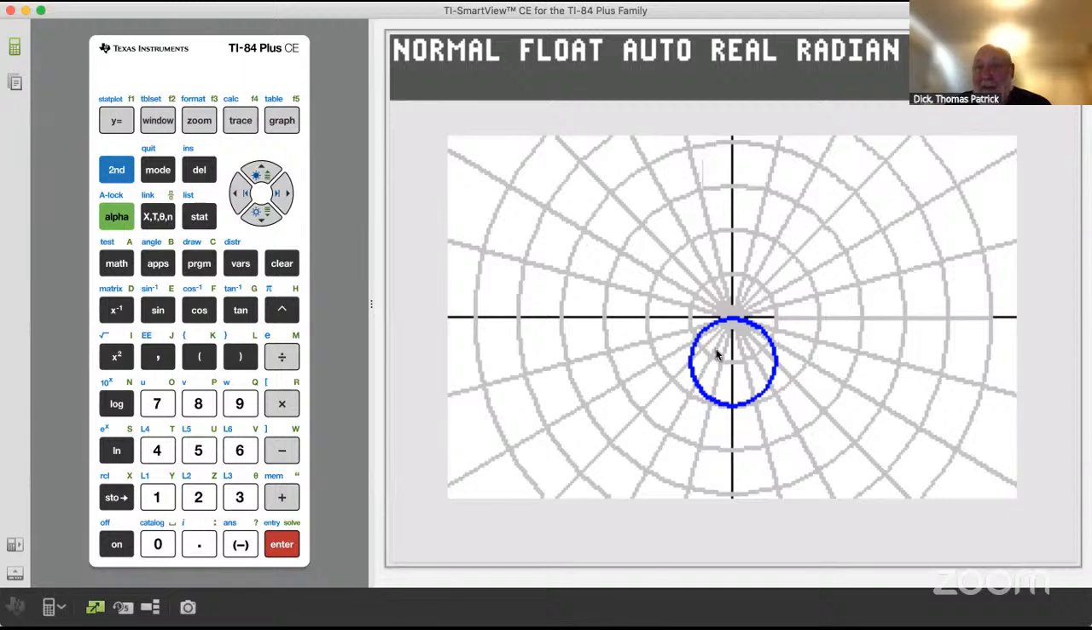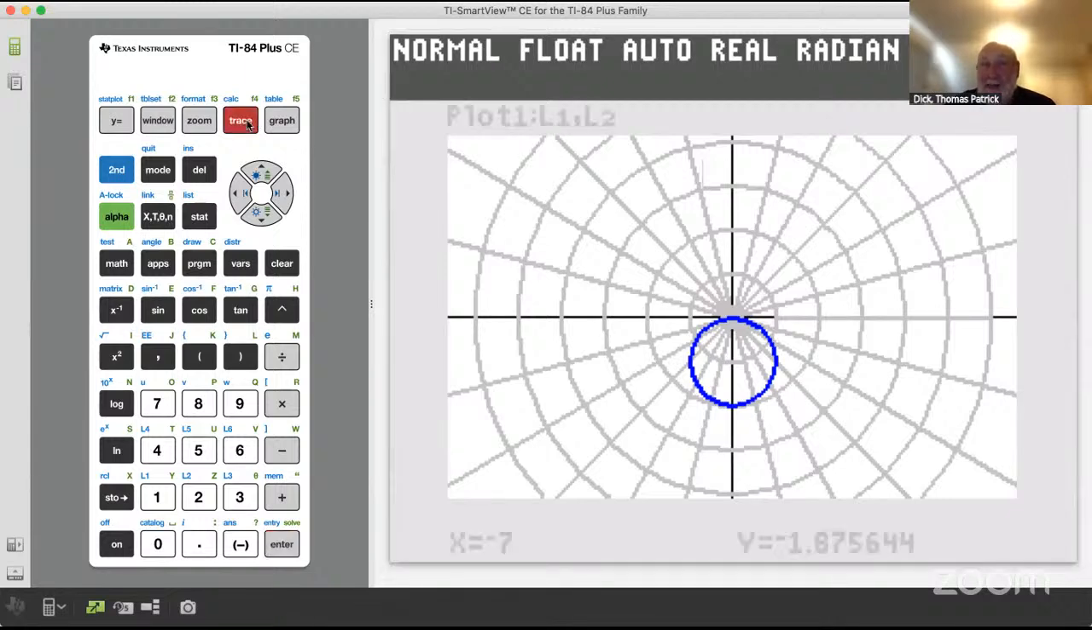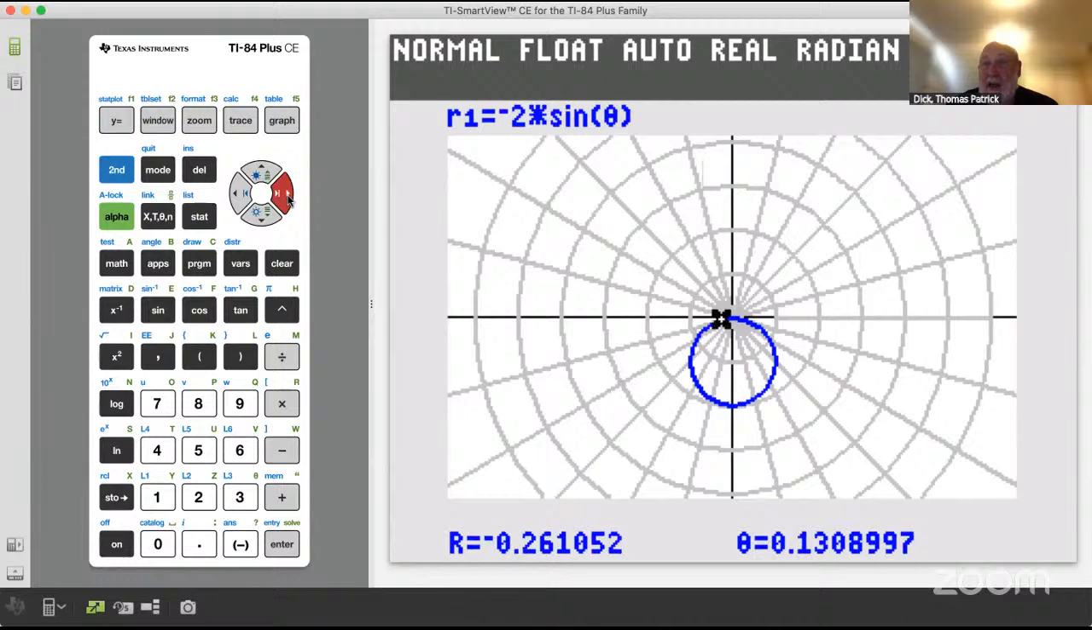But now we have that superimposed. I could trace again. Oh, notice what came up here. You can barely see it since it's in gray. It's showing me the stat plot. So let me arrow up and get on the actual graphing of the polar plot. And now we can again trace, but we have the advantage of being on that grid.